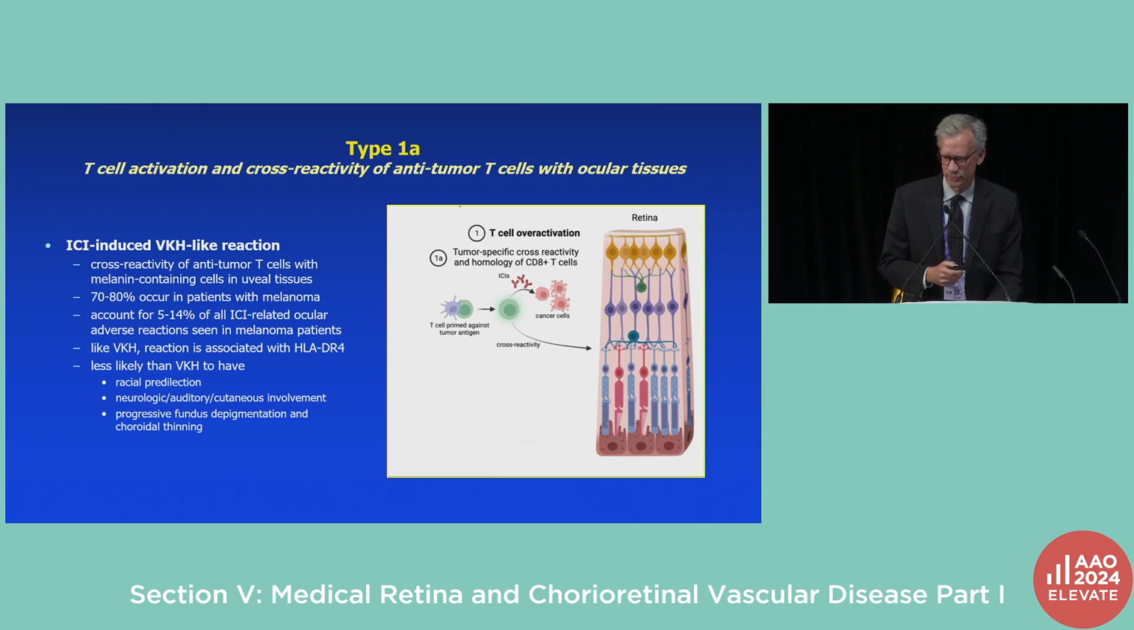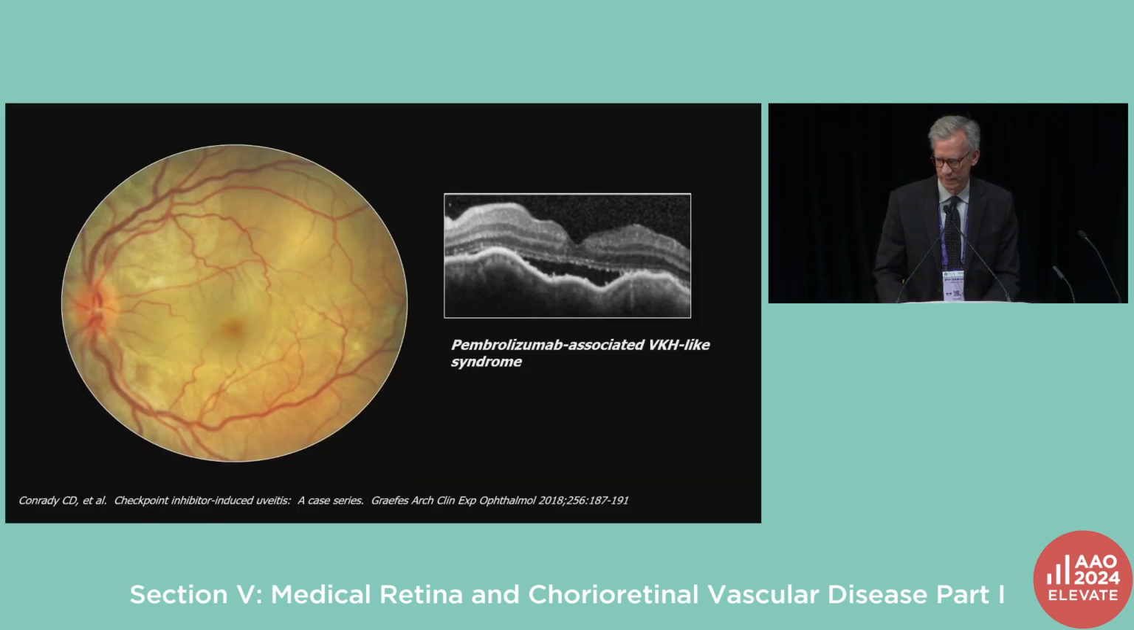Like VKH, the reaction is associated with HLA-DR14, but it's less likely than regular VKH to have racial predilection, neurologic, auditory, and cutaneous involvement, as well as progressive fundus depigmentation and choroidal thinning. This is another example, in addition to Matt's case, showing pembrolizumab-associated VKH-like syndrome that was published by Chris Conradi and associates a few years ago.